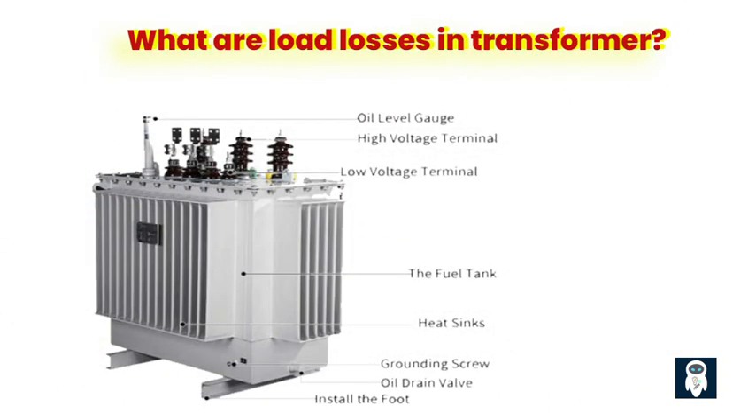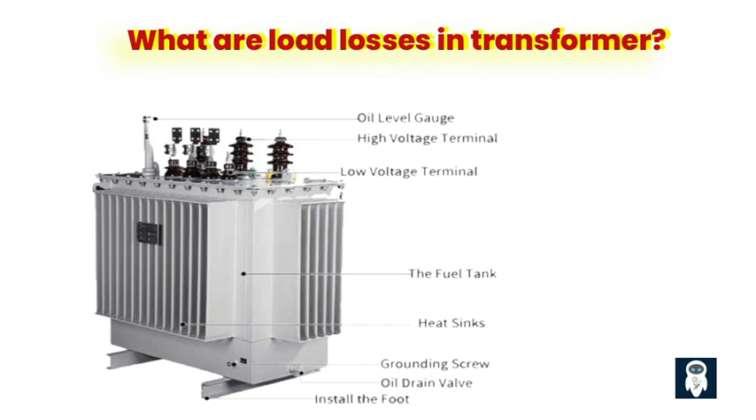Load losses, also known as copper losses, refer to the power losses that occur in a transformer's windings or coils when electrical current flows through them. Load losses vary according to the loading on the transformer. They include heat losses and eddy currents in the primary and secondary conductors of the transformer. These losses are primarily caused by the resistance of the copper conductors used in the transformer.